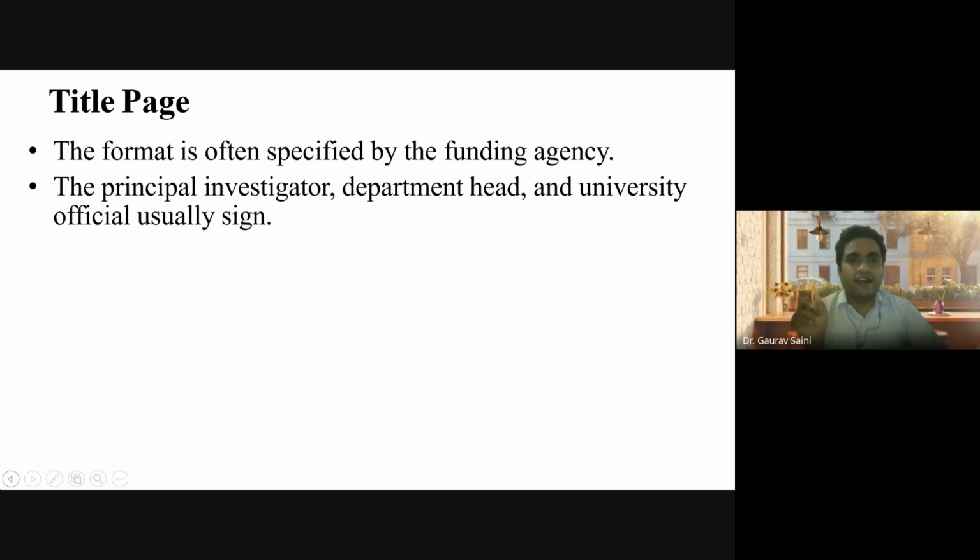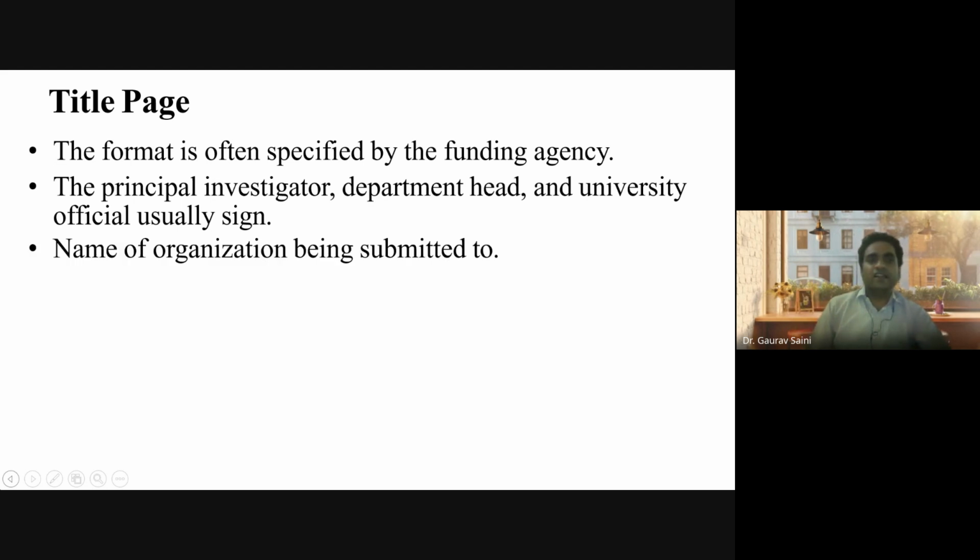So what it should have is the principal investigator, the departmental head and the university officials, since it is usually signed by the officials from the university side. The name of the organization from where you are trying to submit has to be clearly mentioned, because once the project is accepted, they will make an offer letter and approach you through the post. So that has to be there.